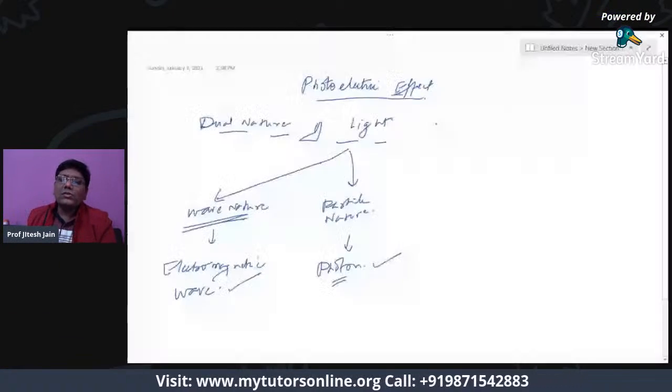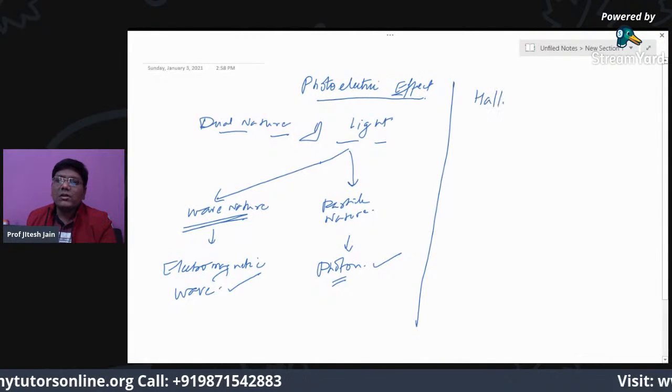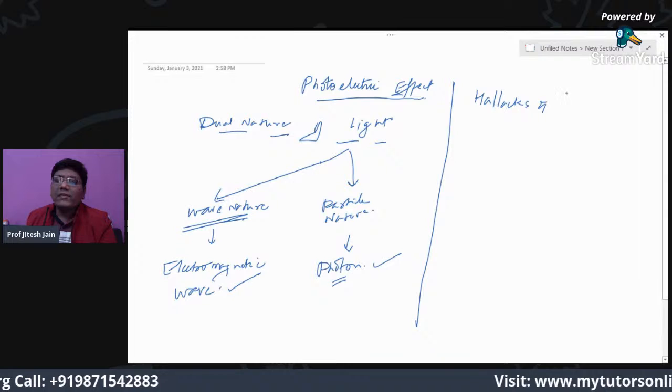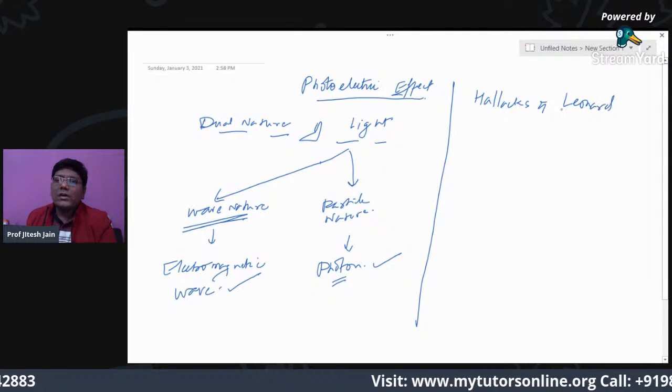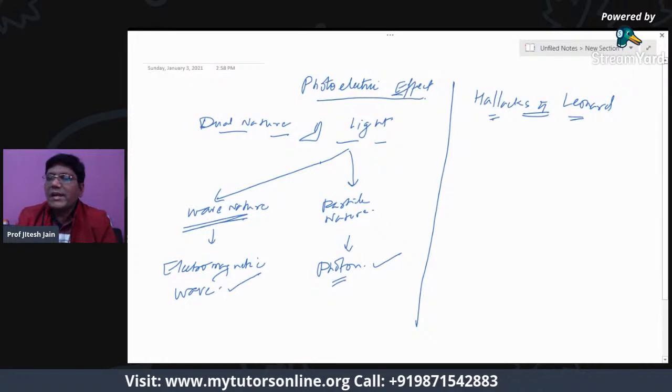For that, we will study the work of two scientists here: one was Hertz, another was Lenard. Both studies we are going to do here, and those are very important. The name of one physicist was Hallwachs, and the other was Philipp Lenard. These two scientists first proved this photoelectric effect experimentally.